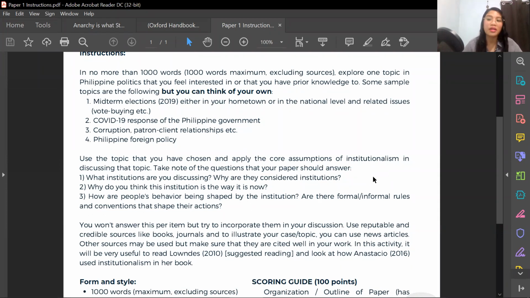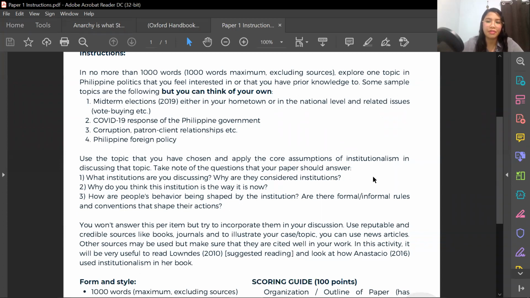And other things. So my example is that you can look at elections in your hometown or in the Philippines if you have sources for it, and other related processes like vote buying, etc. Then the COVID-19 response, and then Korean corruption. Corruption could be considered not really an institution, but something that is done for a long time that has pervaded governmental processes.